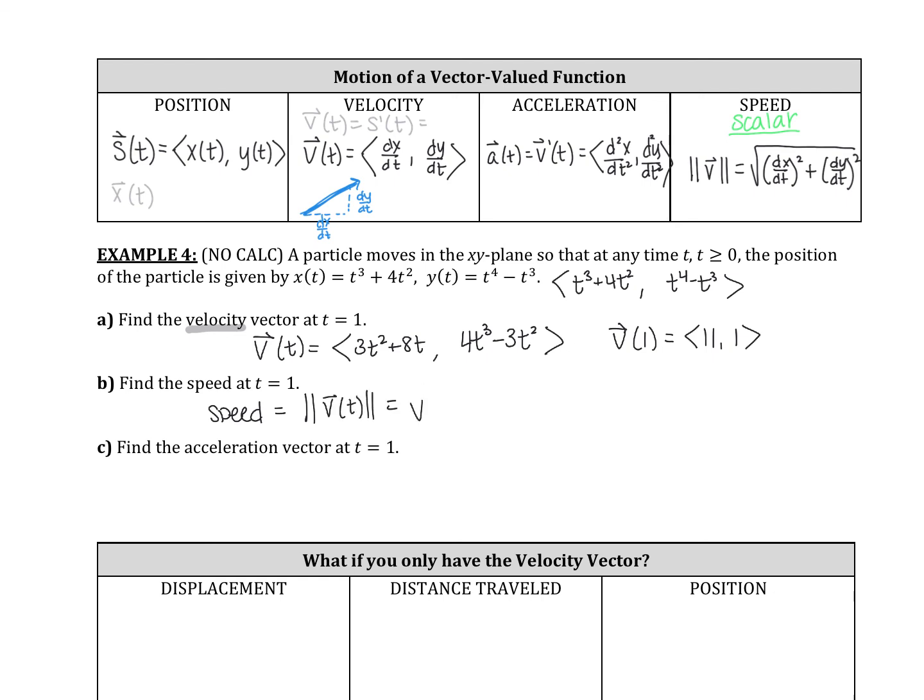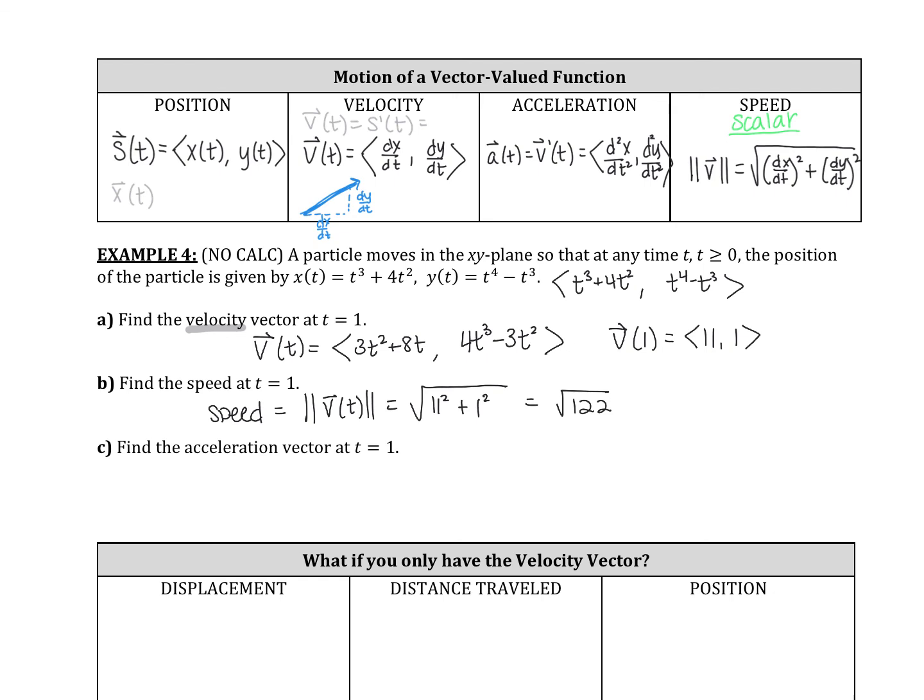So speed is the square root of the velocity vector squared. So 11 squared plus 1 squared. Now I could find a general form for the speed, but this one asked for it specifically at t equals 1. And so I would have the square root of 122. Notice speed is a scalar. It's one quantity. It's not a vector.